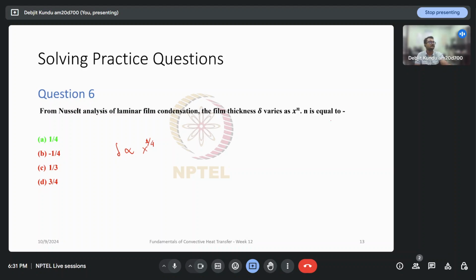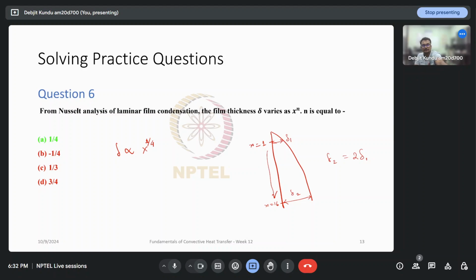So what I mean is this, that once again, if I had, let's say, x equal to 1, and I went to x equal to 16, and I had, let's say, delta 1 here and delta 2 here, then delta 2 would only be twice of delta 1 after increasing the x coordinate by 16 times. So it grows, but very slowly.